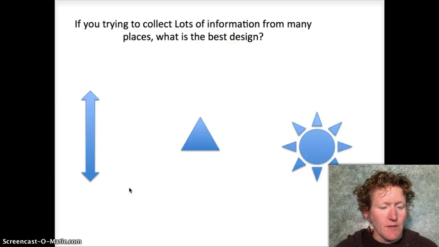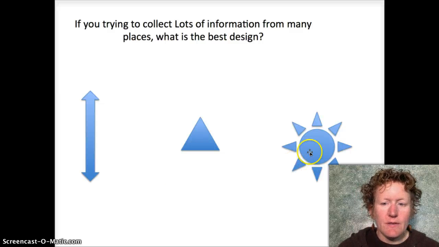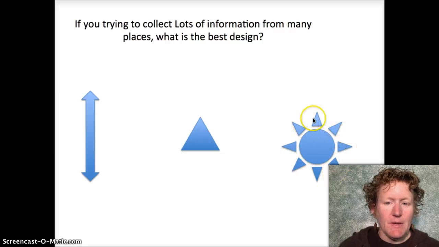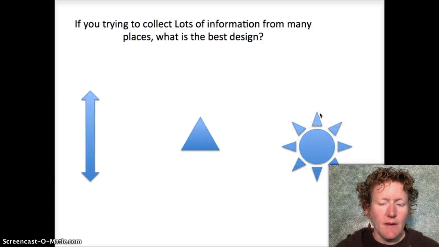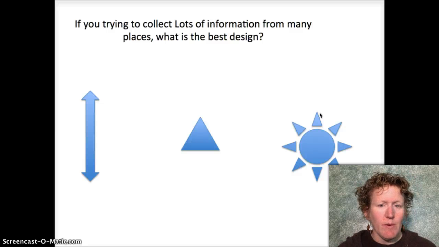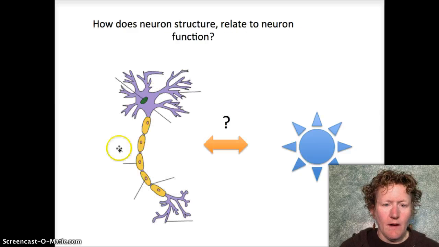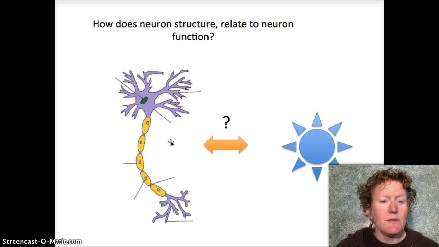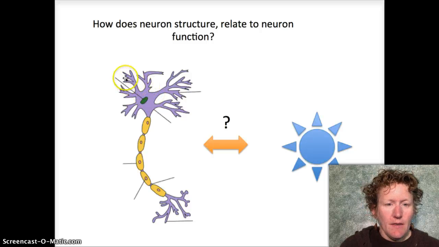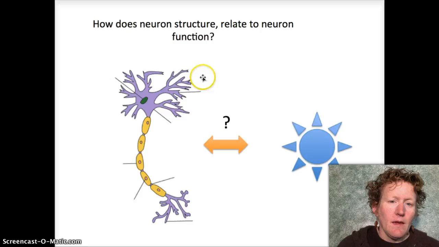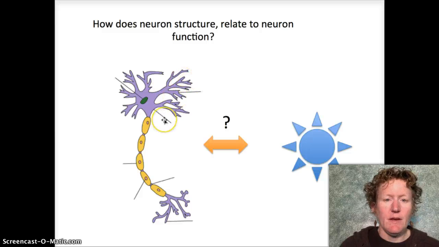The structure-function relationship between neurons: a neuron is going to look mostly like this because this is the best design for picking up signals, picking up input from a lot of different places. So there's a structure-function relationship in the way neurons are structured. They've evolved in a particular way because their function is to collect messages from lots of other neurons. This part of the neuron, the dendrites, collect incoming information from other neurons, this end of other neurons that plug in here.